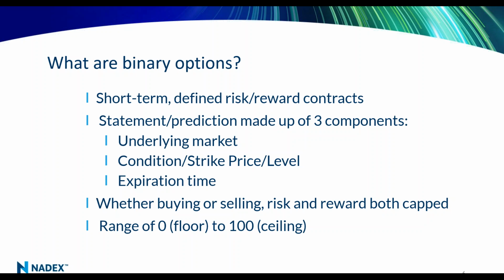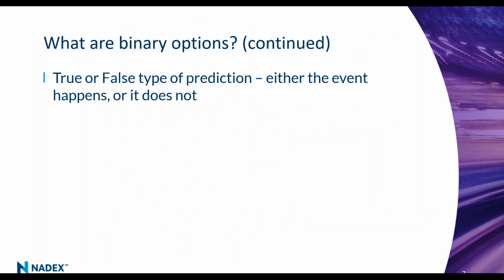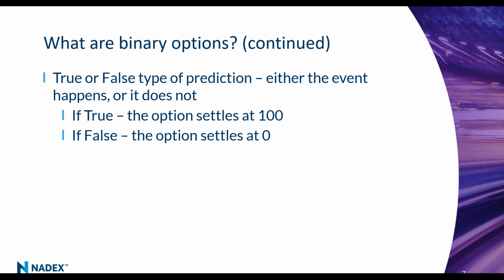Now, the difference on a binary option is it will trade between 0 and 100. Those are the floor and the ceiling for the price of a binary option. This is the price of a binary option. It will trade between 0 and 100. And what is that number? What does that 0 or 100 represent? And as I mentioned, these are predictions, and it's either a true or false, or a yes or a no. That's why it's called binary. It's one or the other in the end. And if the statement is true, the contract will settle at 100, and it actually represents $100.